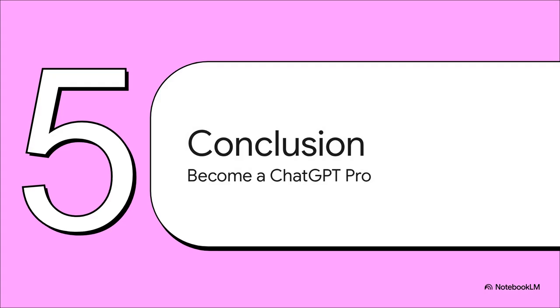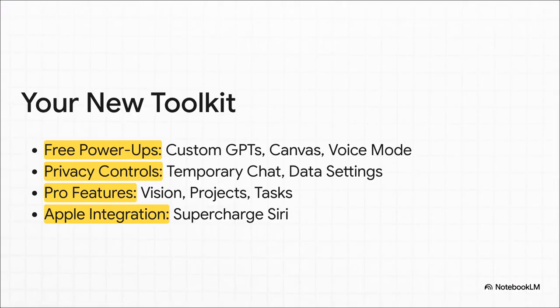Look, whether you stick with the free version or decide to go paid, there are just so many features that can completely transform how you work, how you learn, how you create. You're not just a casual user anymore, you're officially a pro. So let's do a quick recap of your new toolkit. You now know how to use these awesome free power-ups like custom GPTs and Canvas. You know how to lock down your privacy with temporary chat and data settings. You know all about the game-changing pro features like Vision and Tasks. And for all you Apple folks, you can even supercharge Siri.